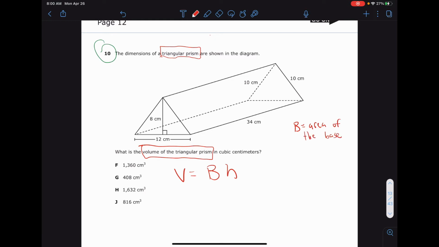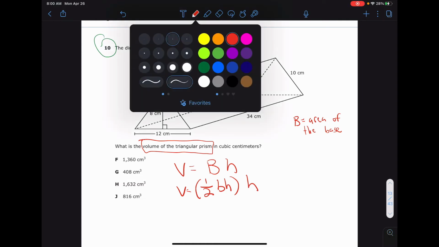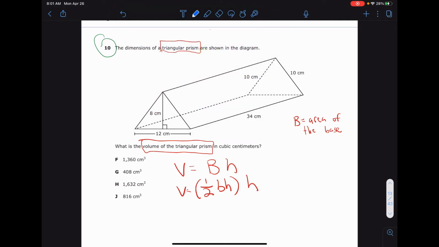What is my base here? ¿Cuál es mi base? My base is the triangle, es el triángulo. So now I got area of the base. How do I get area of a triangle? That is 1 over 2 B H times H. Because area of a triangle is 1 over 2 B H.